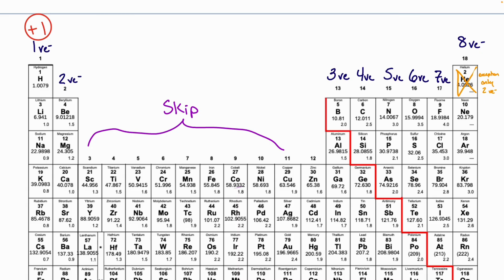What about my next column? These all have 2 valence electrons. What's the charge going to be if they lose those 2? +2. All right, what about my next column here? And this is now specifically talking about my metals in this column, really specifically aluminum. All right, what would the charge of an aluminum ion be if it lost all 3 electrons? +3. All right, now, in our discussion of ionic compounds, we're actually going to ignore this column here.